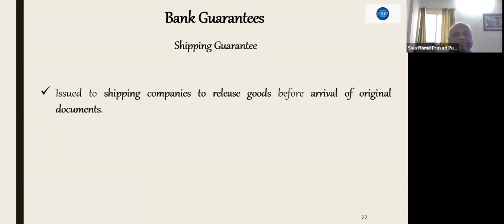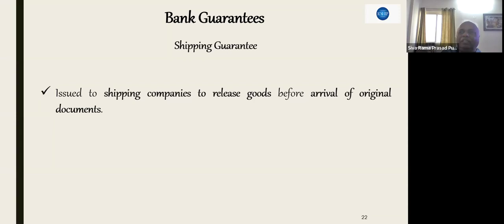Shipping guarantee: issued to shipping companies to release the goods before arrival of the original documents. The exporter sends the goods from China to India through Visakhapatnam port, or the Calcutta port or Bombay port, but the documents have not come. The documents will take another 3 to 5 days. In the meantime, if I retain the goods, demurrages on an hourly basis, lakhs of rupees, I have to pay.